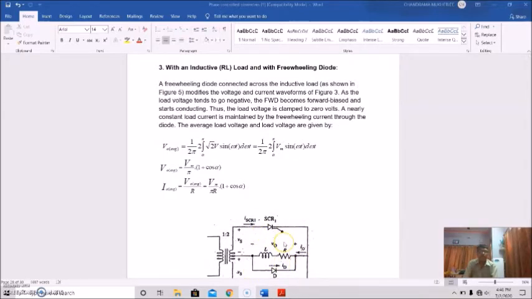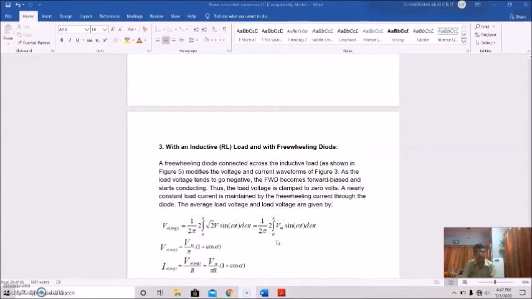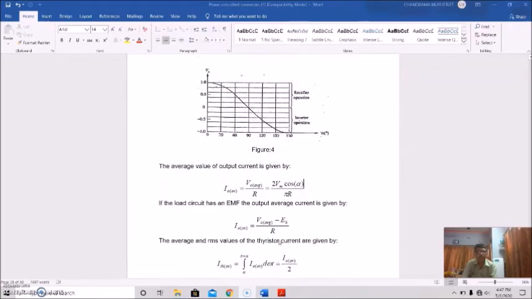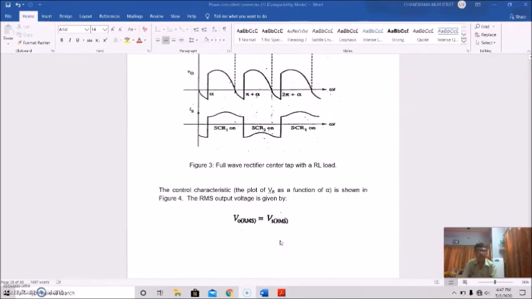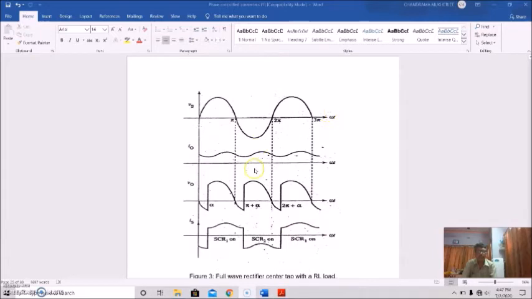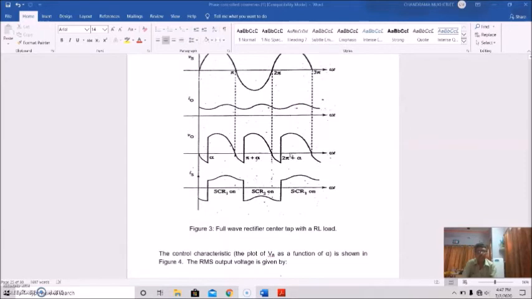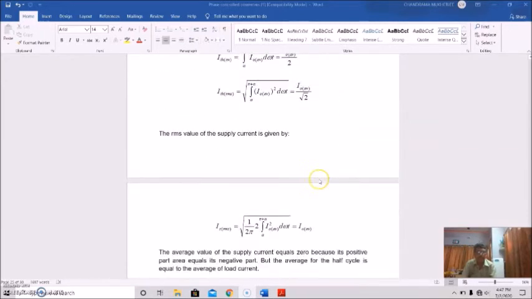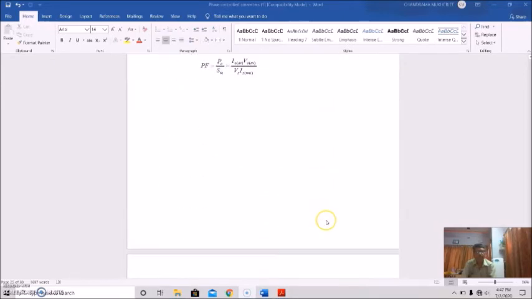So as a result, this inductive load modifies the voltage and current waveforms of what we have got so far in RL, resistive inductive load, or simply we can say heavy inductive load. Now this will be modified in the presence of this freewheeling diode.